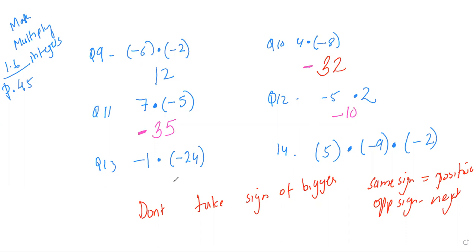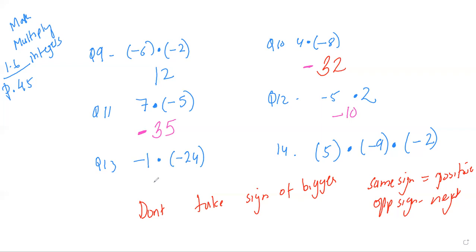24 times 1 is 24. What about the sign? Read the rules. Yes? I cannot hear you. That's okay. Malak, yes, Malak. What do you think? What is the answer? Malak? Yes. Minus 24 times minus 1. Multiply, yes. Multiply 24 ones.